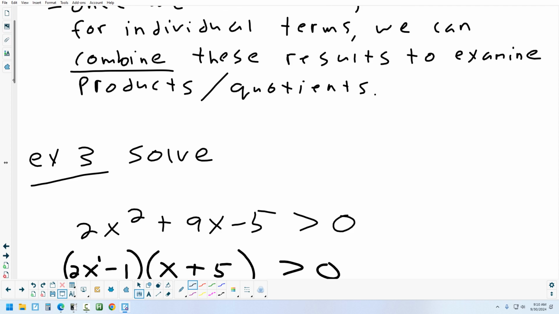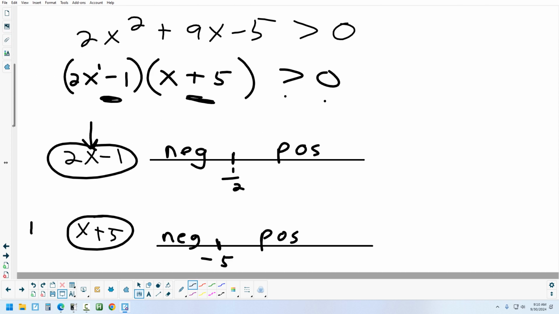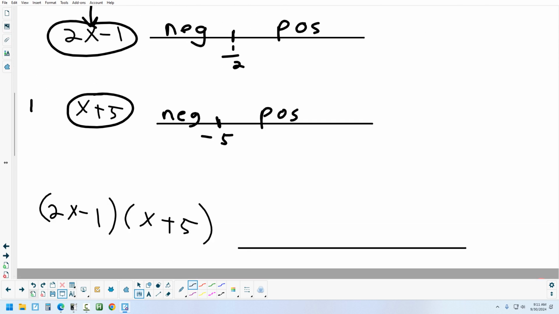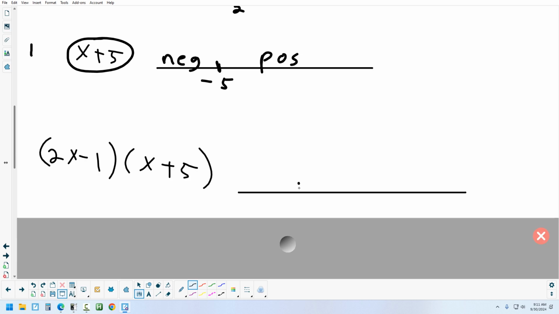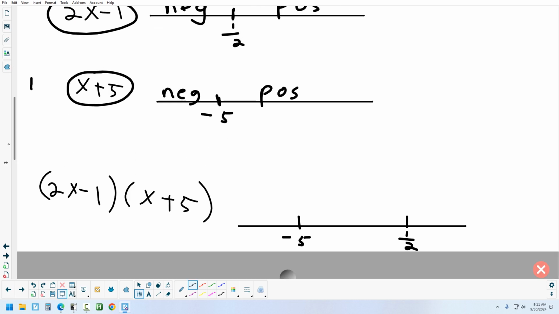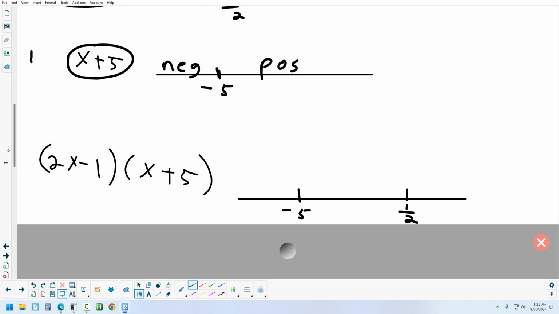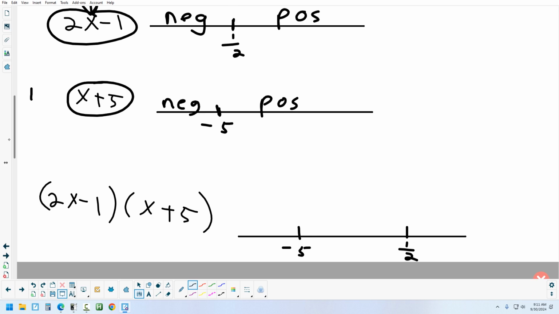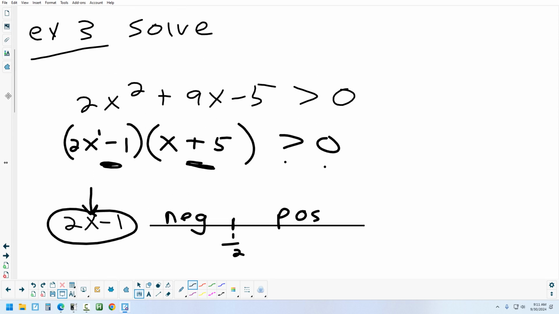When we combine them together, we're going to put both roots on the same number line. -5, 1/2. How many sections did that split my number line up into? 3. And my goal is to figure out the signs there. Are they negatives or positives in those 3 sections? And when I'm done, I want to look at the sections that come out positive, greater than 0.